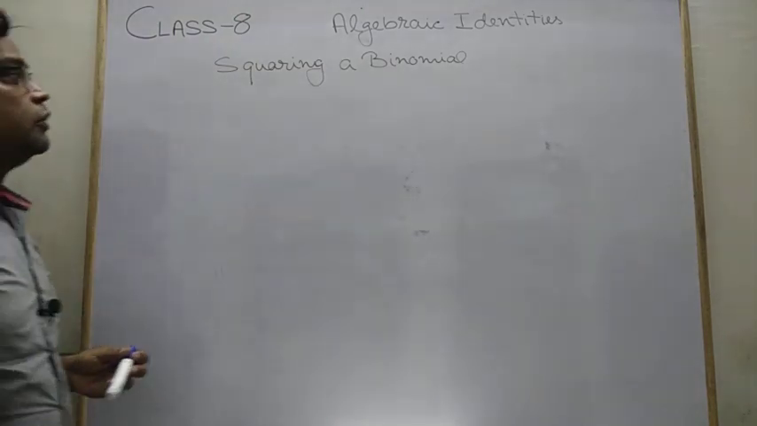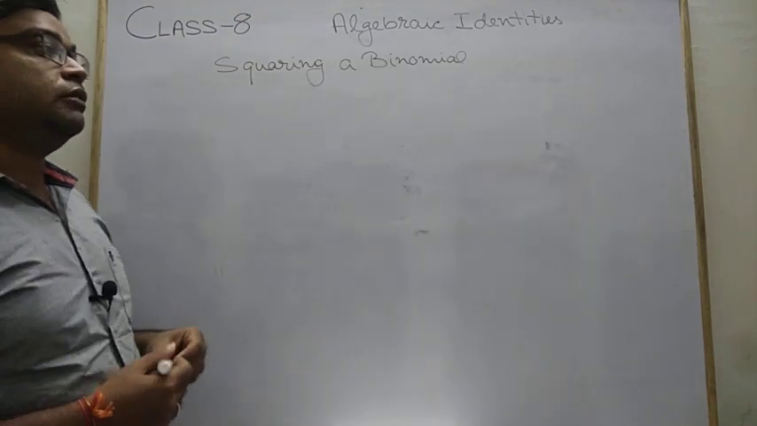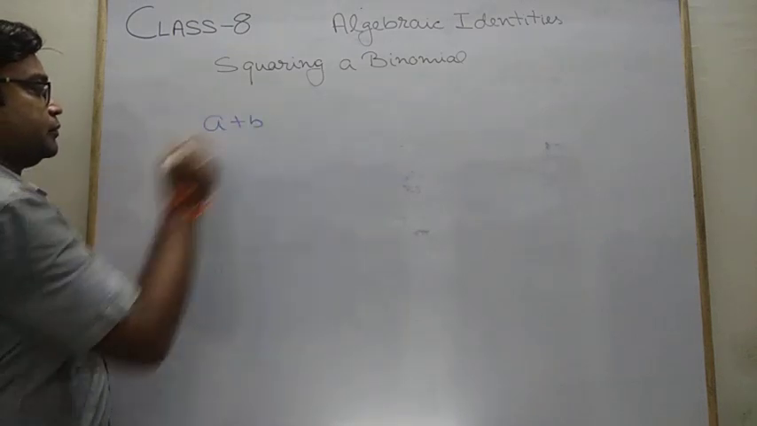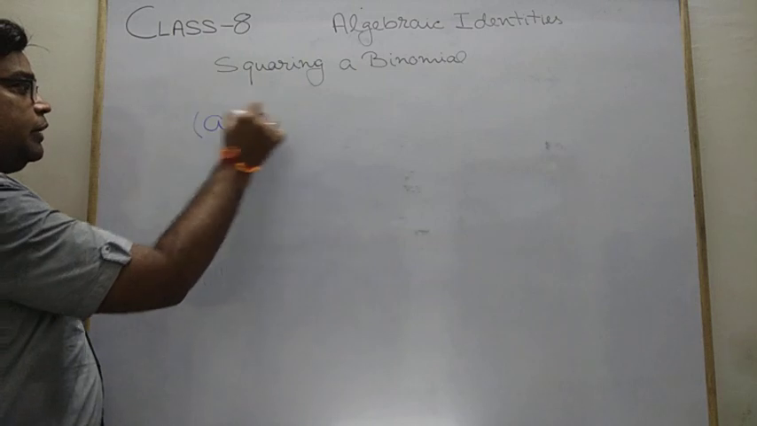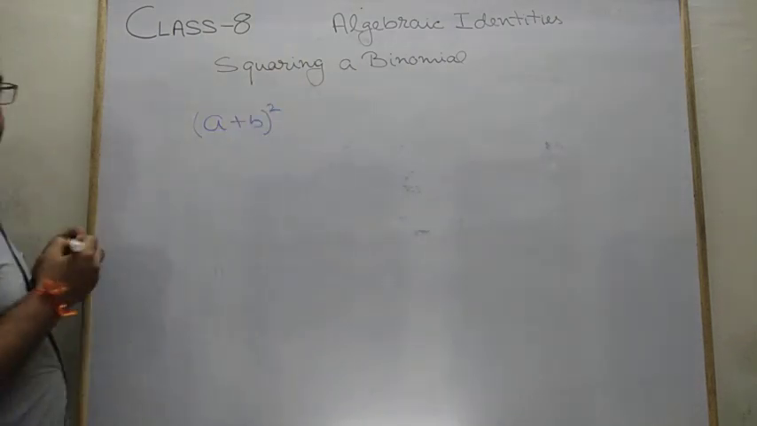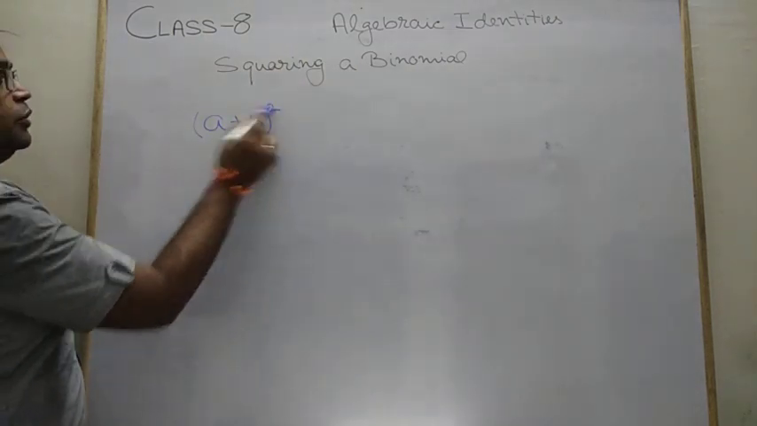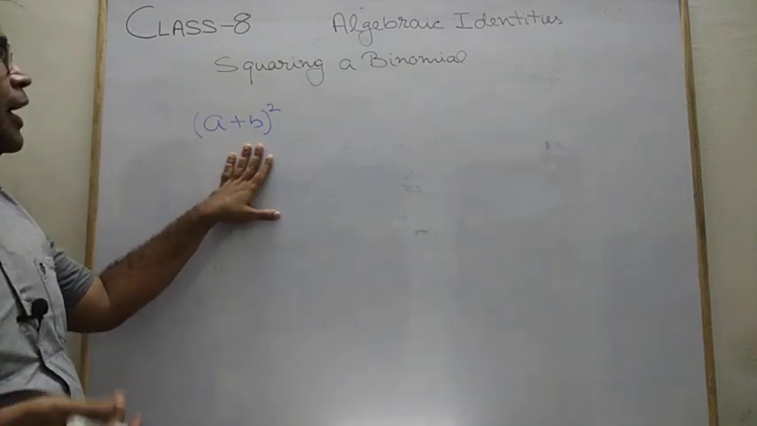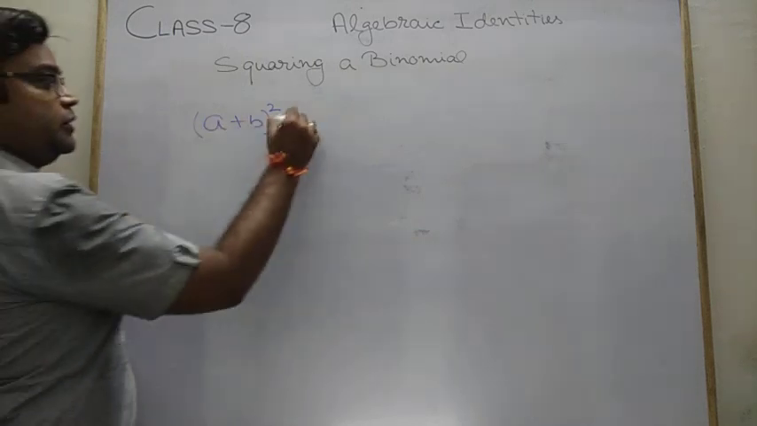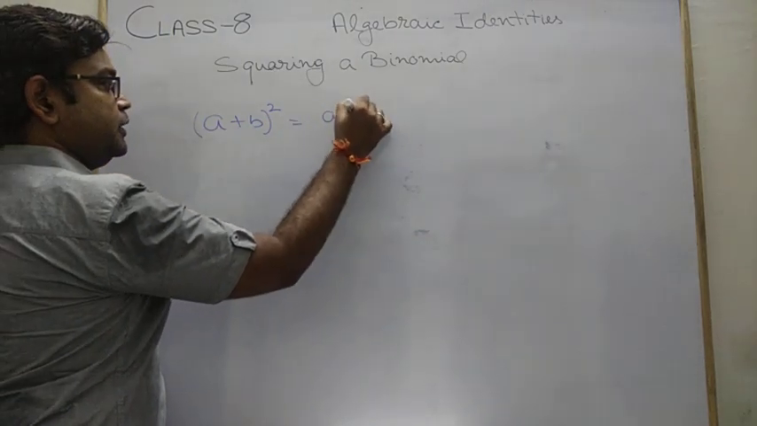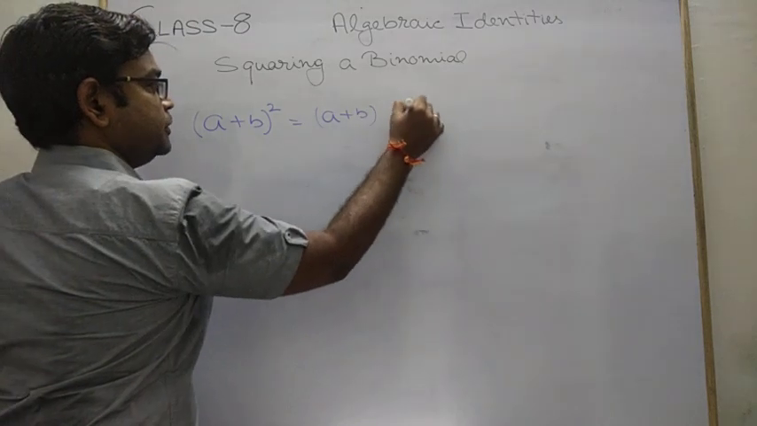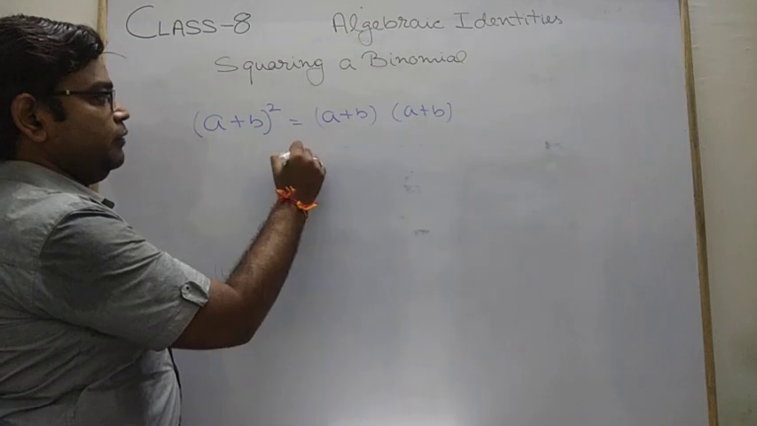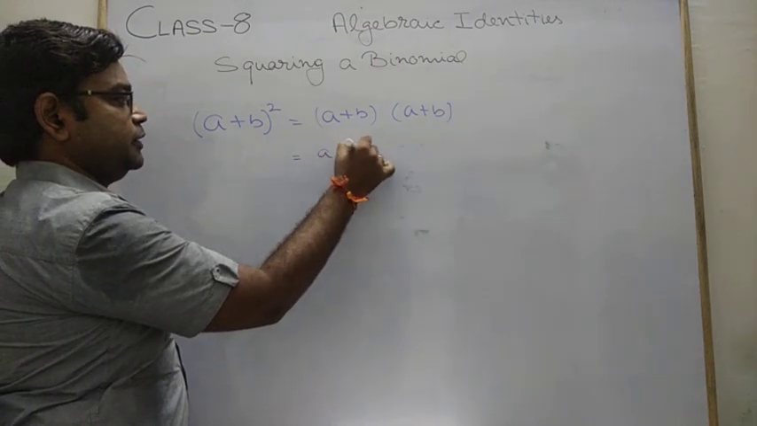We are going to solve squaring a binomial. What is squaring a binomial? Suppose we have a binomial a plus b, and we are going to square this binomial. So we use a bracket. What does a plus b whole square mean? It's a plus b into a plus b. Clear?